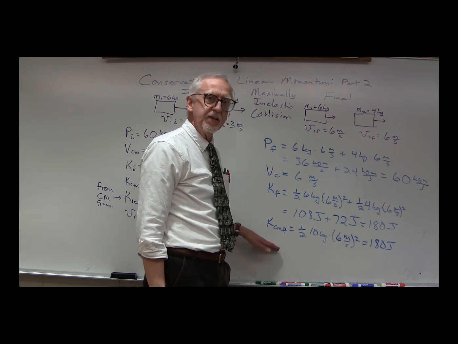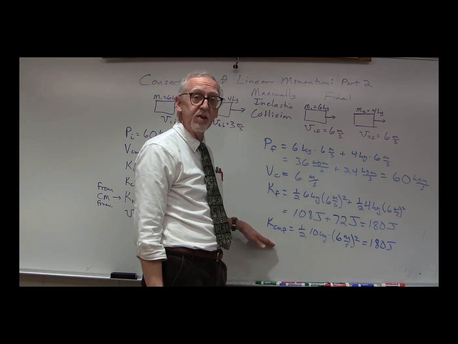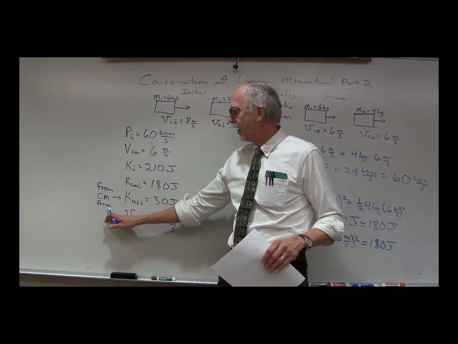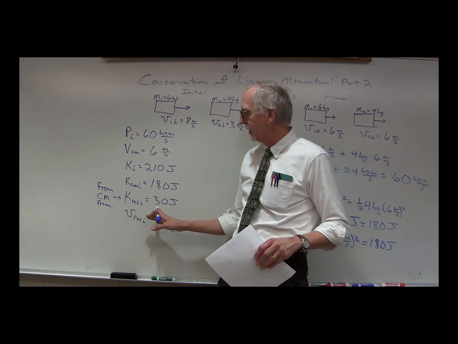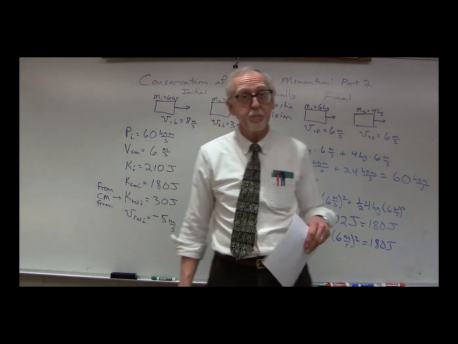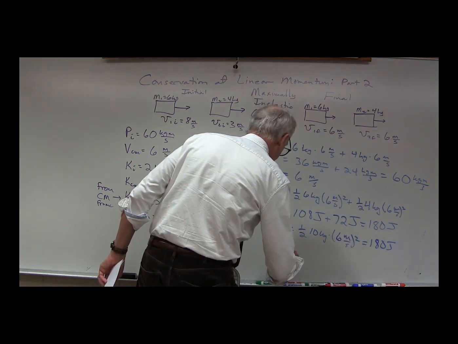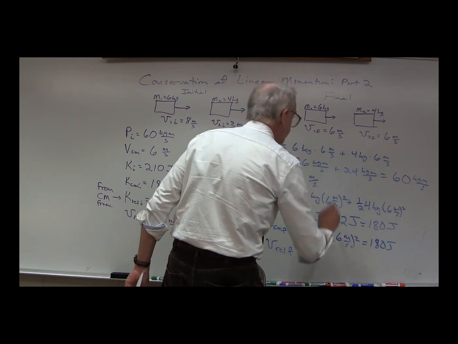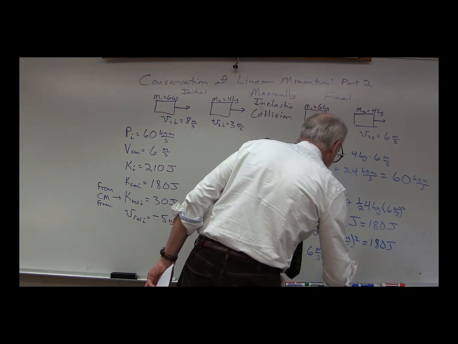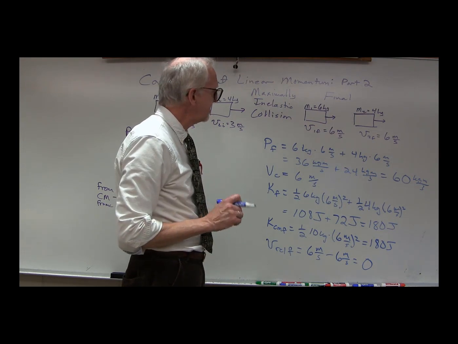We'll look at the relative kinetic energy once we transfer into the center of mass frame. I just wrote that down here. We get this from the center of mass frame, but we've already looked at this, so we know what that's going to be. But we'll look at what the relative kinetic energy is in the center of mass frame, okay? And then V_rel final is V2 final, 6 meters per second, minus V1 final, 6 meters per second, equals 0. 6 minus 6 is 0.